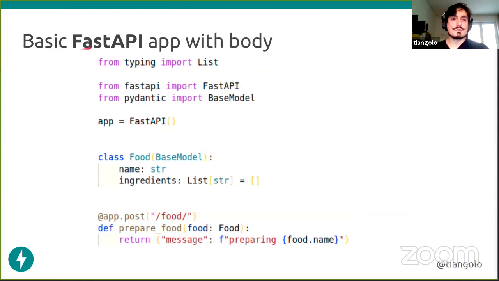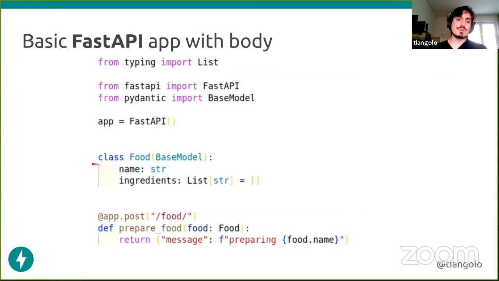Now let's say that we want to declare an app with a body. We want to have a request that receives a body. So we're going to receive a JSON body. To do that, we use Pydantic. FastAPI is deeply integrated with Pydantic.